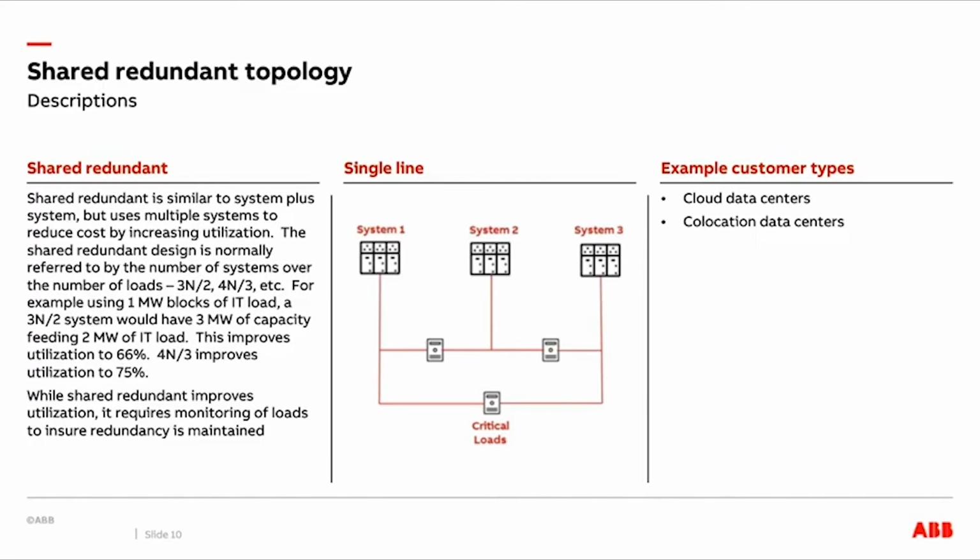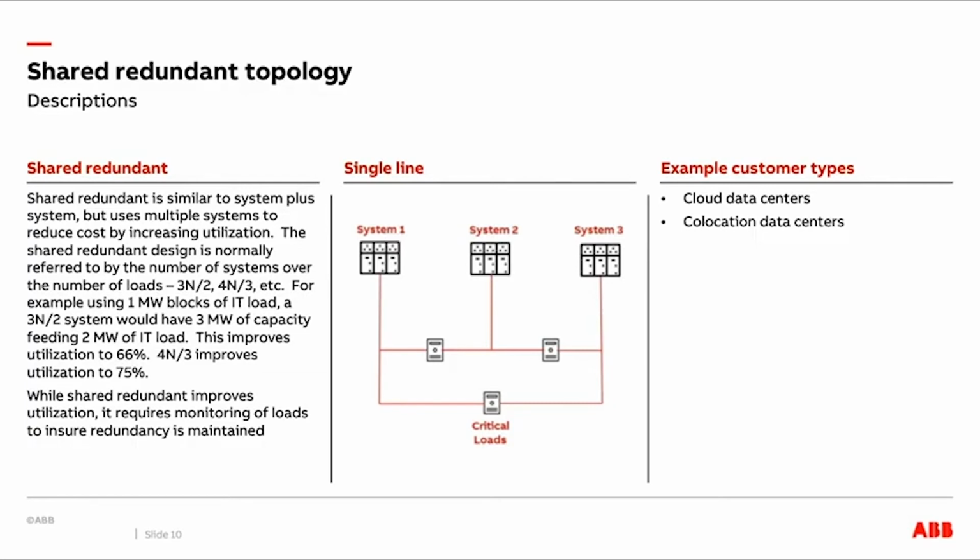So consider a 6 megawatt system plus system data center. Using the system plus system topology would require 4 systems of 3 megawatts each. Basically, 2 independent system plus system designs, each with 2 systems of 3 megawatts. So total capacity of 12 megawatts. Each system with 50% utilization, therefore I can get 6 megawatts of IT load.